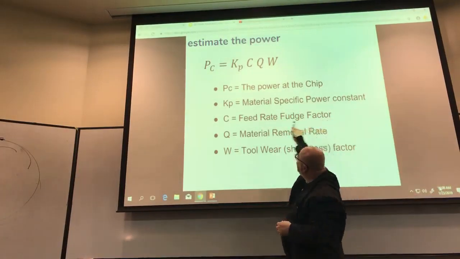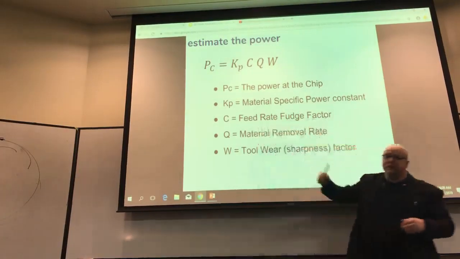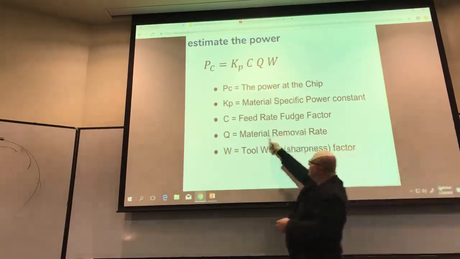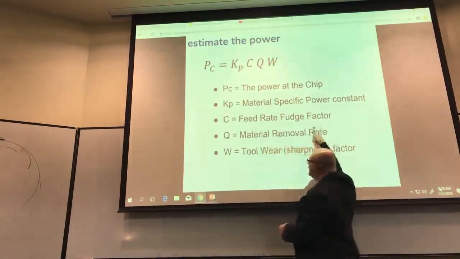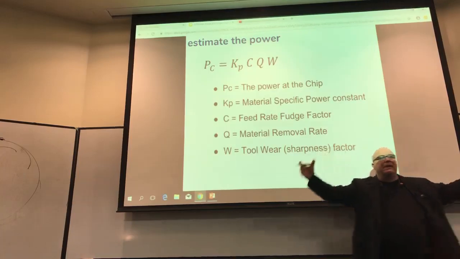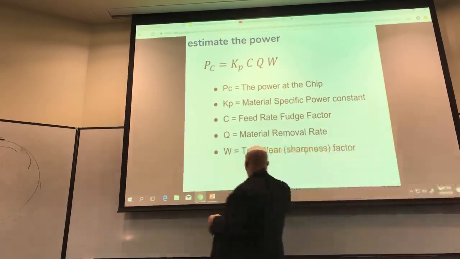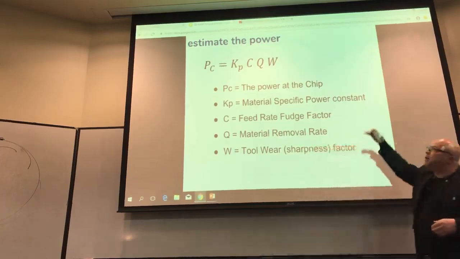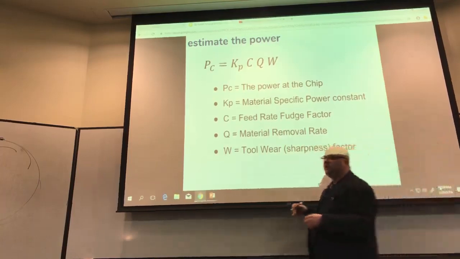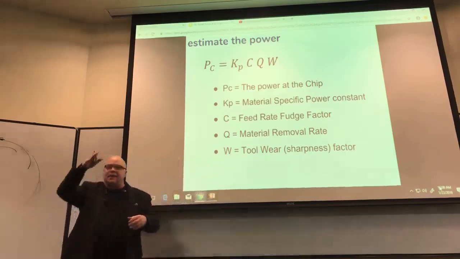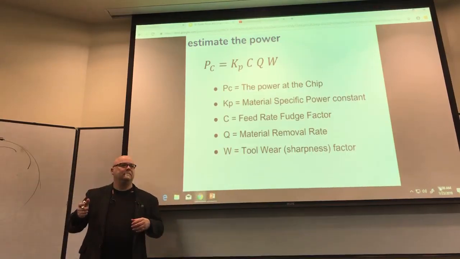We have a feed rate fudge factor, because they noted when they did the experiments that if you had faster feed rates, you got different results. We have material removal rate. This is the rate at which we're making that chip. It's volume over time. And we have a tool wear or tool sharpness factor. And if we know those things, we can estimate how much power it's going to take to make a cut. That's the power at the chip, right?